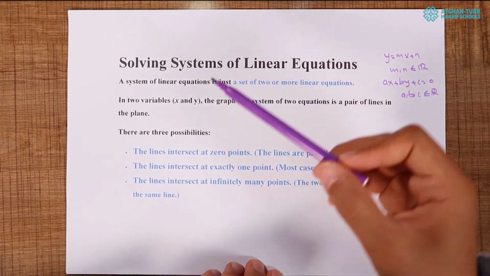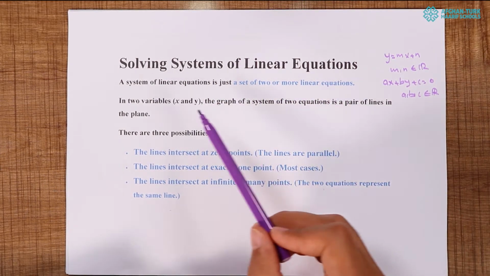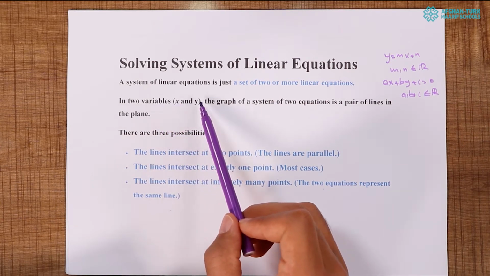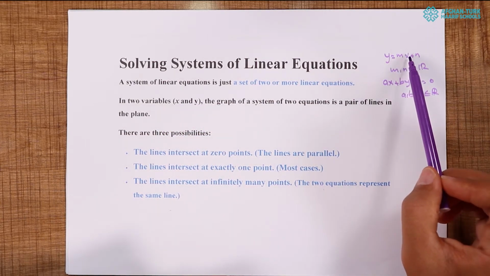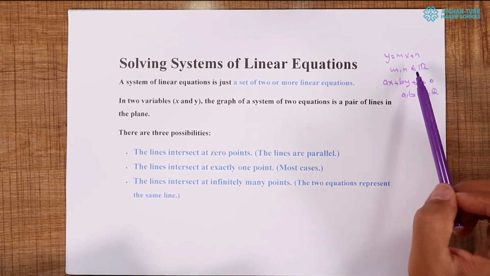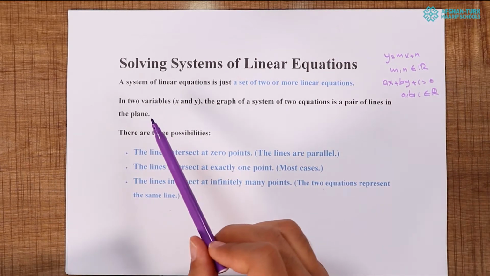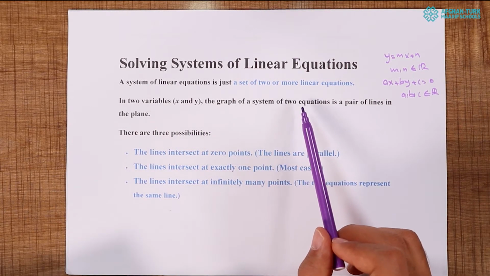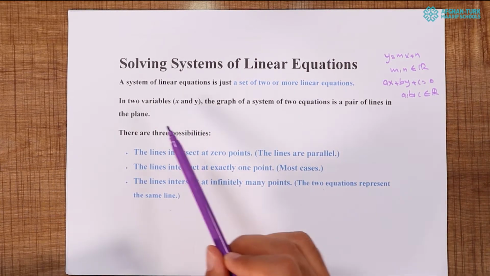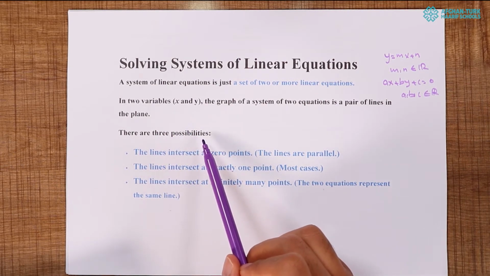A system of linear equations is just a set of two or more linear equations. In two variables, it means x and y. As you see here, we have y, we have x. They are variables. M and n are constants. And also in this form we have two variables, x and y. The graph of a system of two equations is a pair of lines in the plane, and I am going to show you. There are three possibilities.